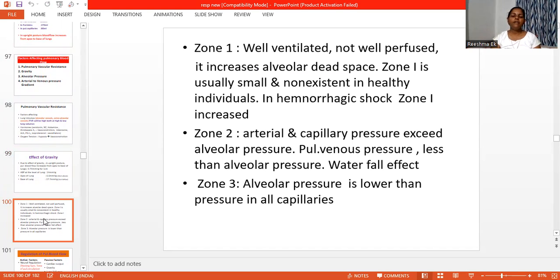Zone 1 is well ventilated, not well perfused. It increases alveolar dead space. Zone 1 is usually small or non-existent in healthy individuals. In hemorrhagic shock, zone 1 is increased. Then zone 2: arterial and capillary pressure exceed alveolar pressure, pulmonary venous pressure is less than alveolar pressure, the waterfall effect. Zone 3: alveolar pressure is lower than pressure in all capillaries.